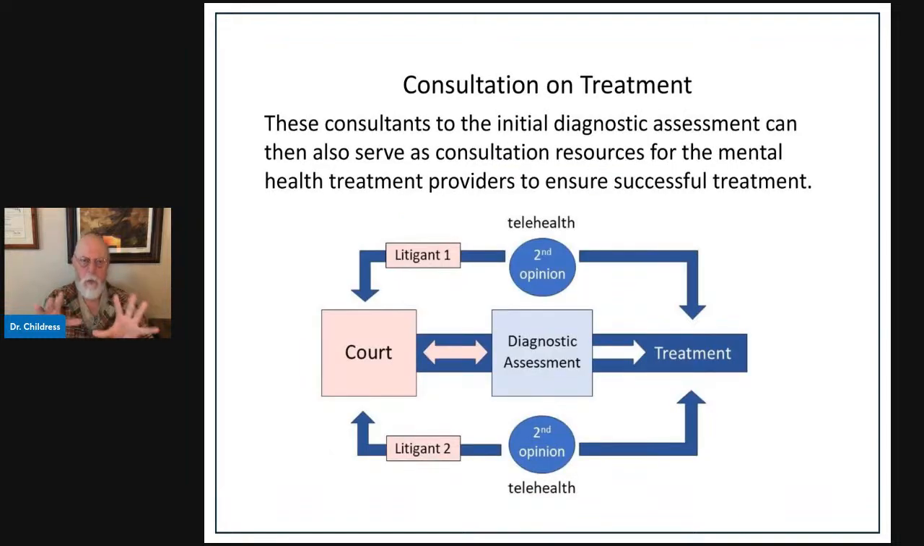Now, another way of looking at the same consultation model, flipping it on its side and extending it out into treatment, is that these consultants to the initial diagnostic assessment can then also serve as consultation resources for the mental health treatment providers as it moves into treatment to ensure successful treatment. And that's what we do in healthcare. We consult all the time.